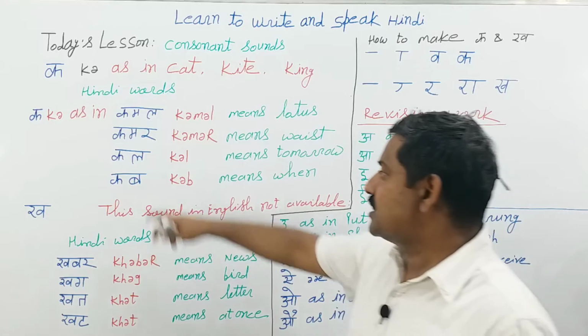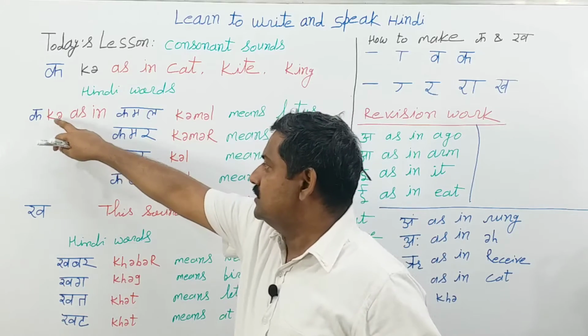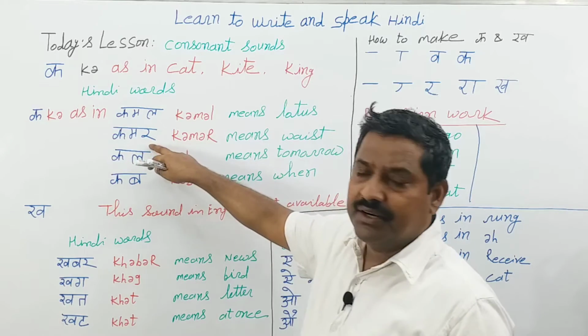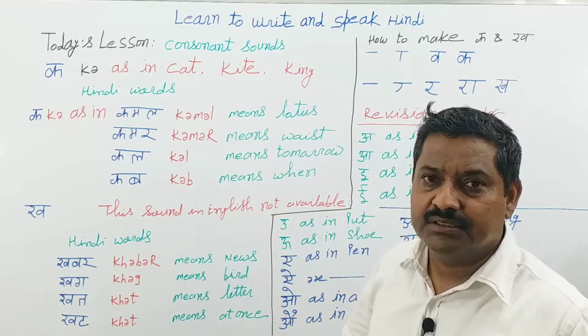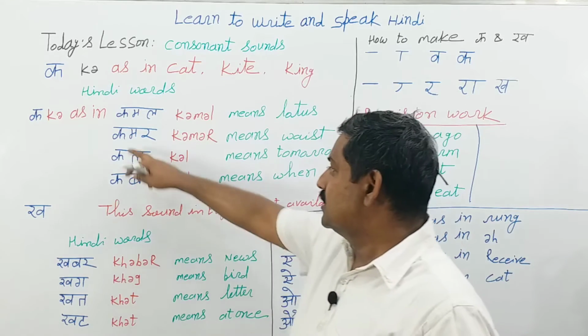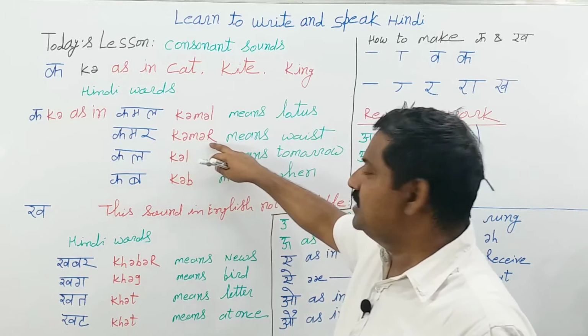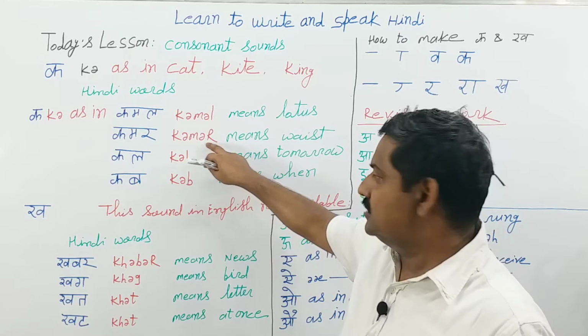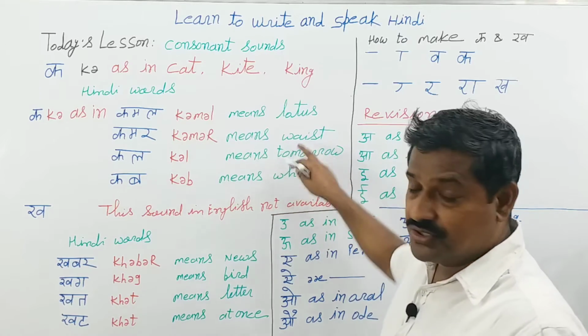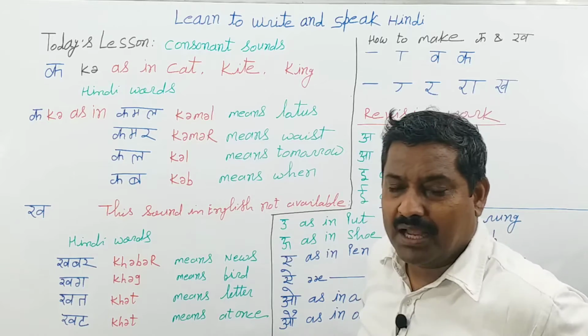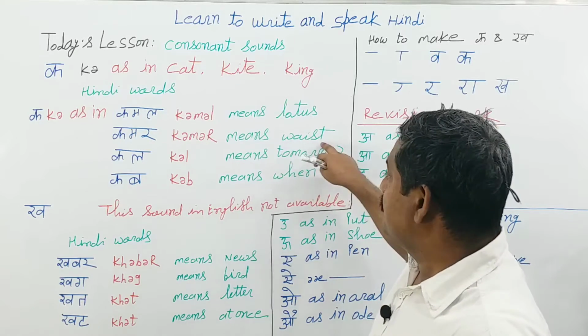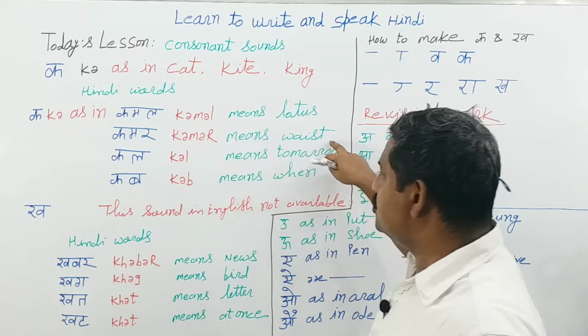The next word is kamar. K as in kamar. Kamar means waist, this part of the body. Kamar means waist.